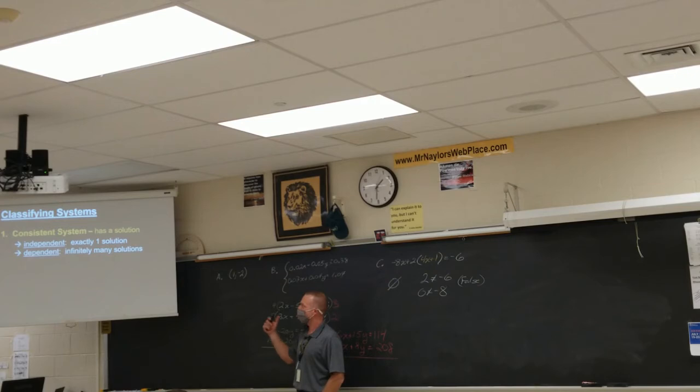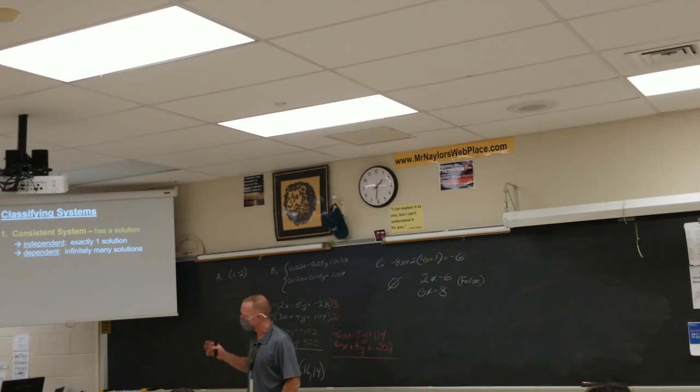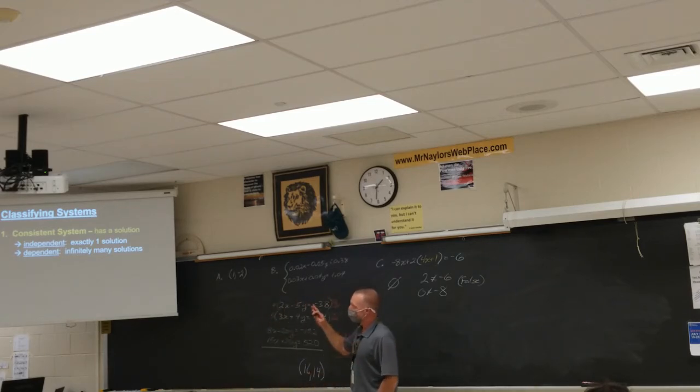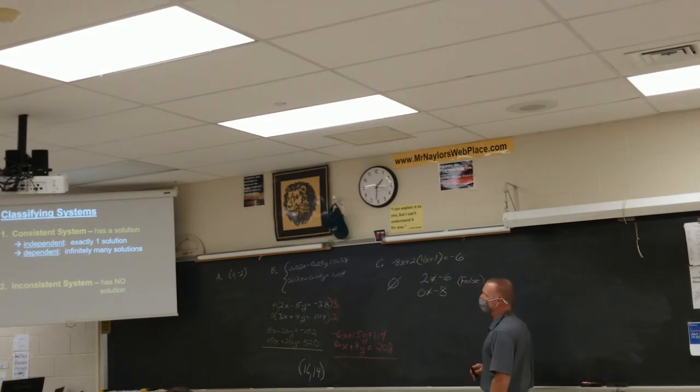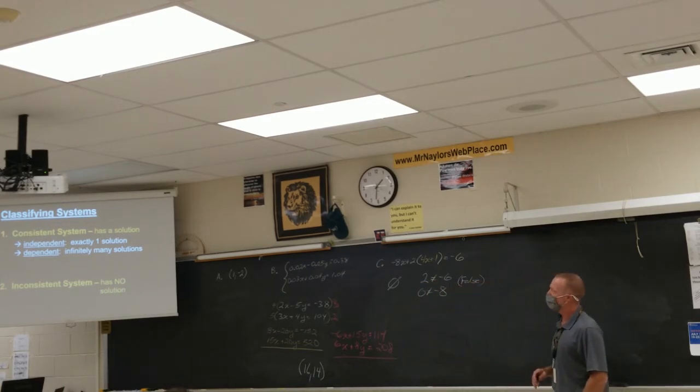In a second, we're going to go back and classify what we just did, and I'll show you how to use these words. You might not use them in a conversation with a friend, but we can use them when we talk about systems. The other situation, as you see on your paper, is an inconsistent system. Inconsistent, well, that's the one that has no solution.